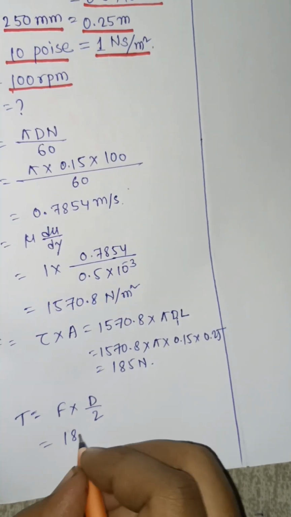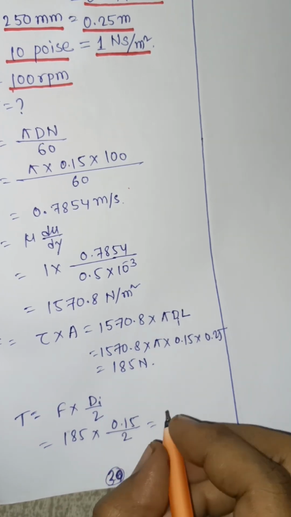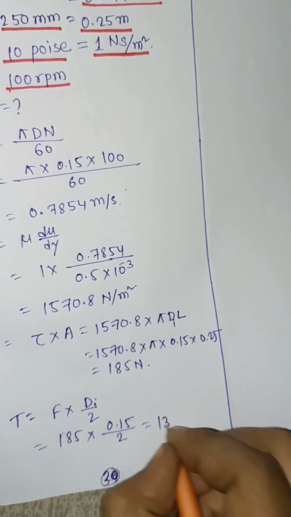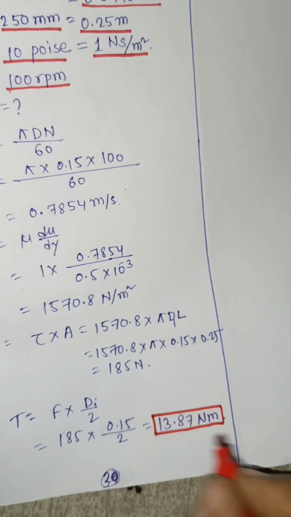So what is the value of F? That is 185, and d, that is the inner diameter. So inner diameter, that is 0.15, that is given in this question, divided by 2. So from here you get the value of torque, that will be 13.87 Newton meter. So our answer will be 13.87 Newton meter.